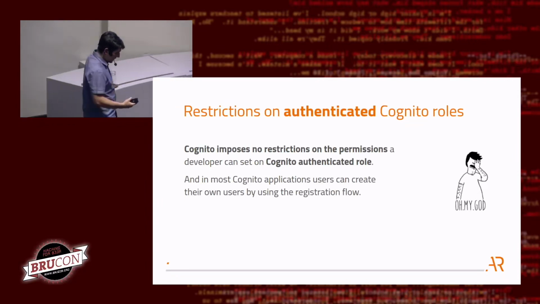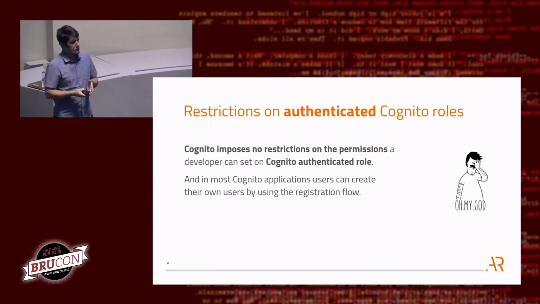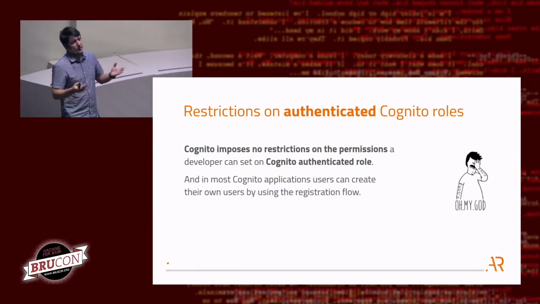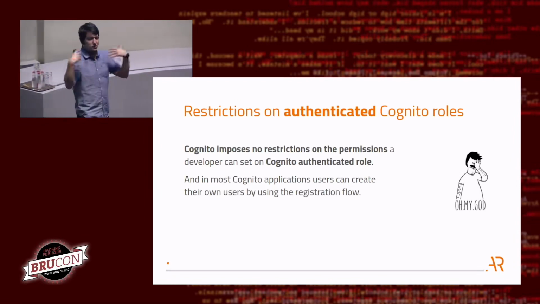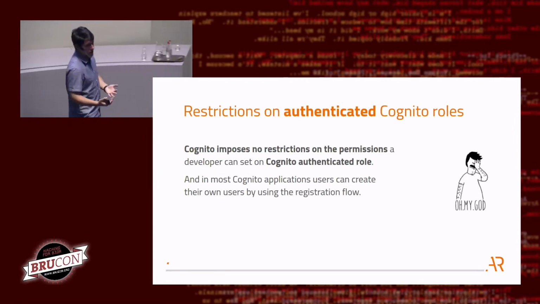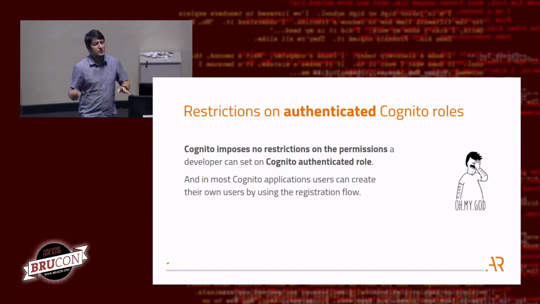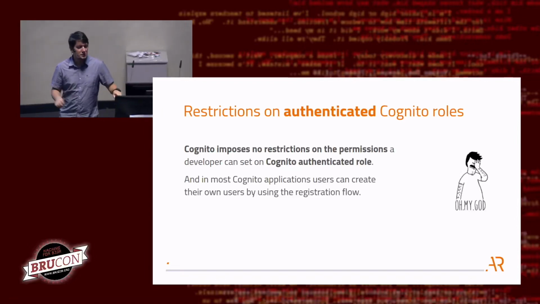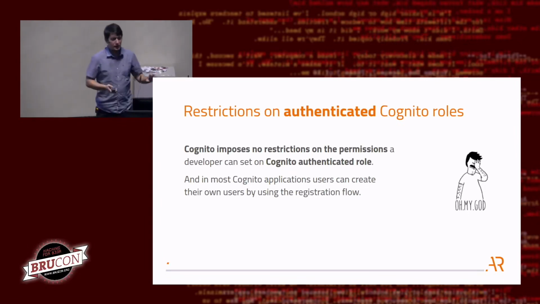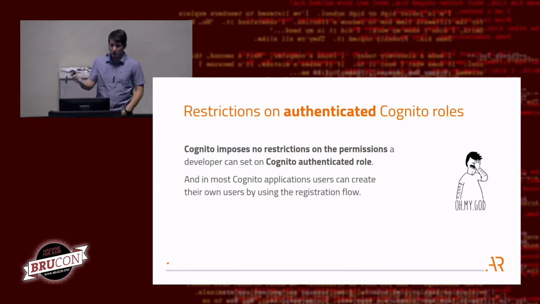Also, this is bad because most applications, like the example that I gave, want you to register. Most applications want you to authenticate, to create a user, to authenticate, and to interact with the application. So being authenticated doesn't mean much in this context. It just means that you clicked on create my user, or you clicked on authenticate with Facebook. That's all that it takes to be authenticated in a Cognito application.